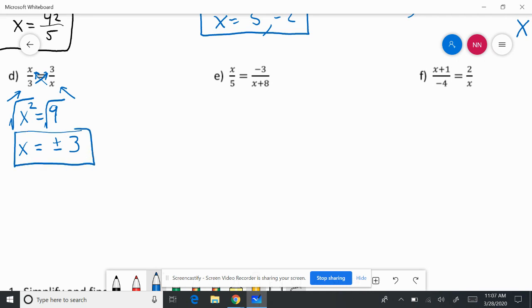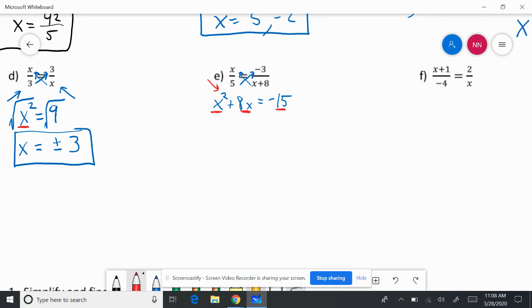Now, looking at letter E, we're going to do the same thing. Our first step is always cross multiplying. So we cross multiply and get x squared plus 8x equals negative 15. Notice that we have an x squared. This is a quadratic. It's different than the one we did before. Here we only had an x squared. Here we have an x squared and an x. So what we have is a trinomial.